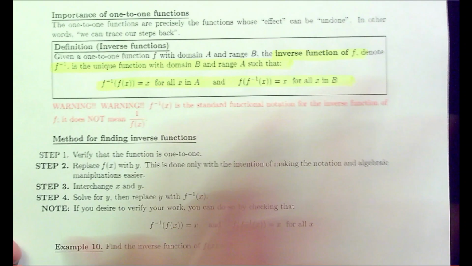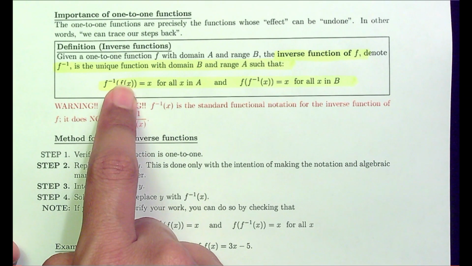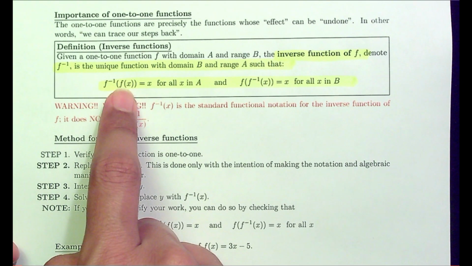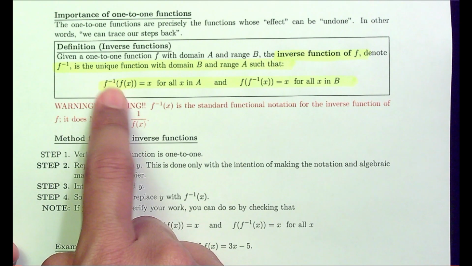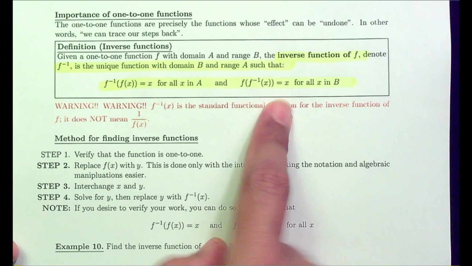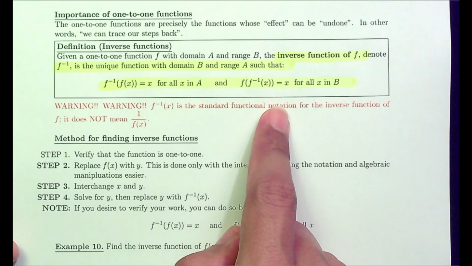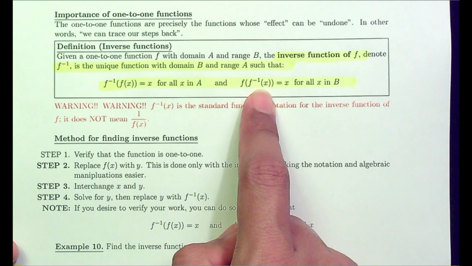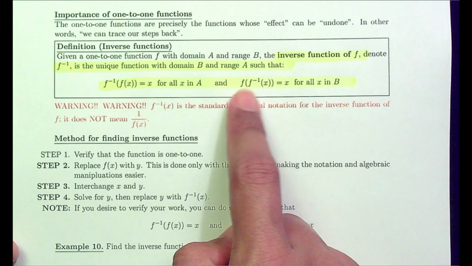And you can think of it as one function undoes the other one, so they kind of cancel each other. So you see f inverse composed with f cancel each other, and you end up with just x. Or if you put in the reverse order, f and f inverse cancel each other.